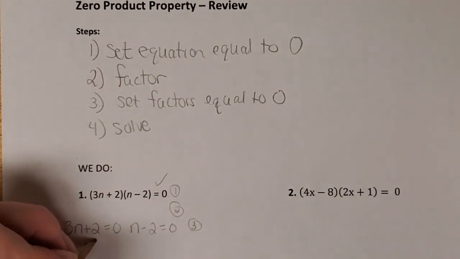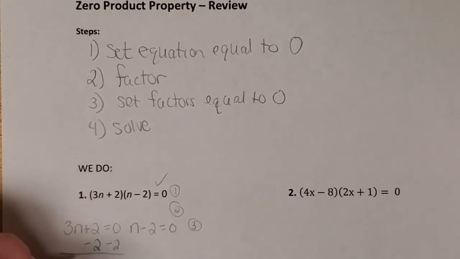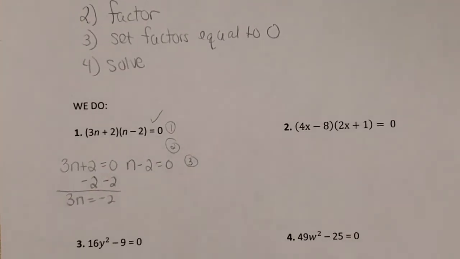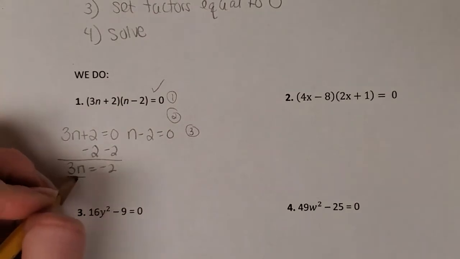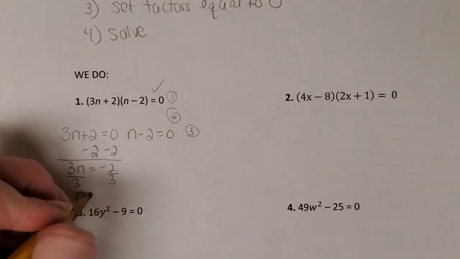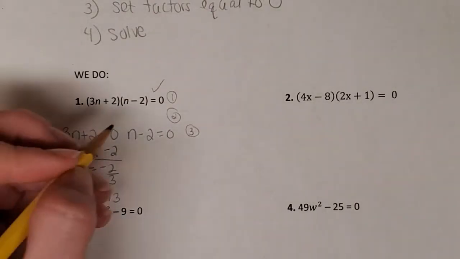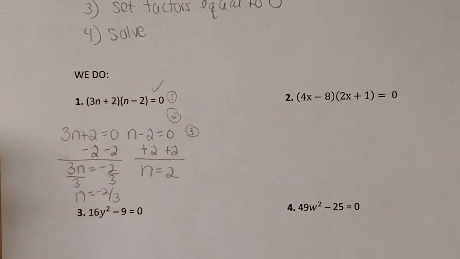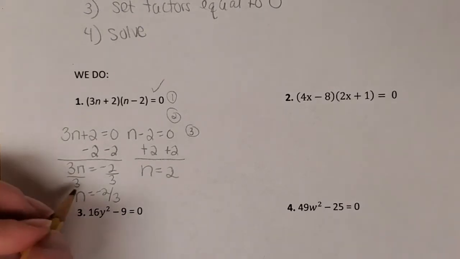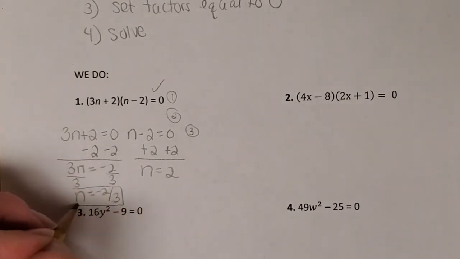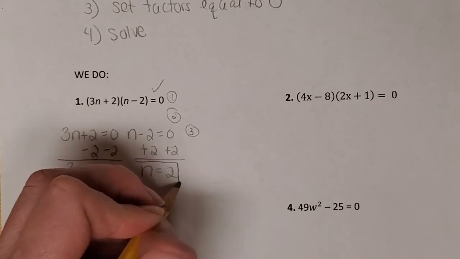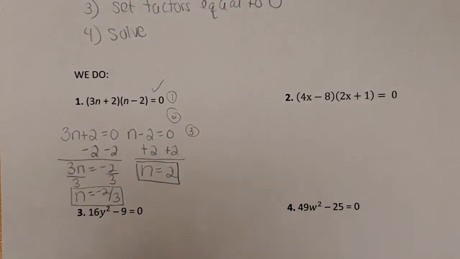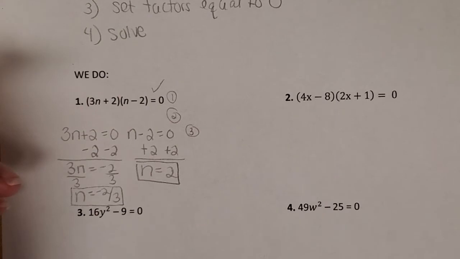So if I'm going to solve this equation, I subtract 2 from both sides. 3n equals negative 2. And then I'm going to divide by 3. n equals negative 2/3. And if I solve this one, I'm going to add 2 to both sides, and n equals 2. So the answers to this equation are n equals negative 2/3 and n equals 2. And if you wanted to, you could go plug those back in and check to make sure they worked.